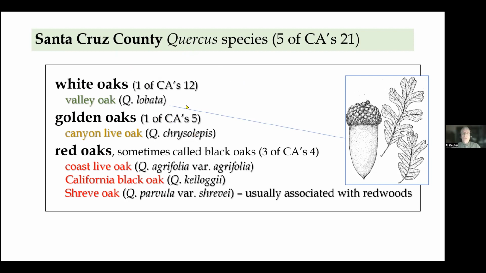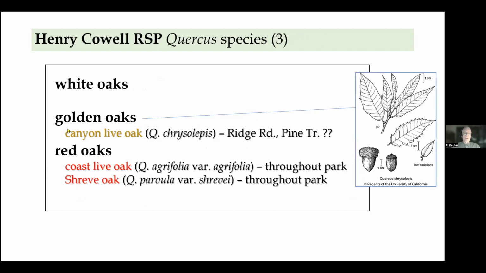But the red oaks are the most prolific, sometimes called black oaks. Red oaks, black oaks, but today mostly red oaks. California has 4 species, 3 of which are found in Santa Cruz County. We have the coast live oak, Quercus agrifolia var. agrifolia, the California black oak, Quercus kelloggii, and the Shreve oak, which is kind of the one that maybe some folks are not familiar with. Thank God there's a bunch of them in the park, so we're going to be able to talk about those a little bit.